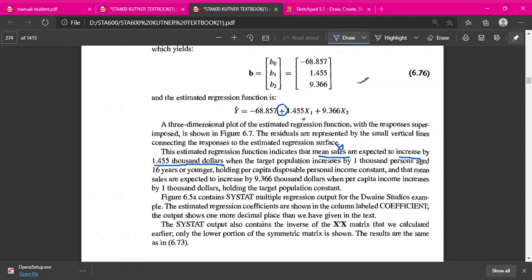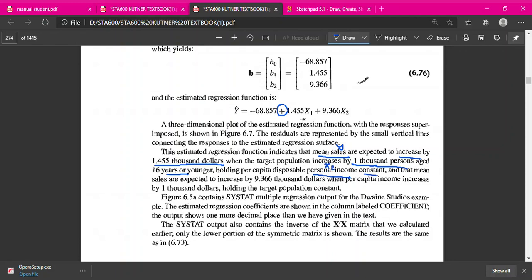Okay, untuk Y, when the target population is increased by 1,000 each, age 16 or younger. Ini adalah unit untuk X1 sebab kita tadi nak interpret the coefficient untuk X1, holding the per capita personal income, ini X2, is constant.